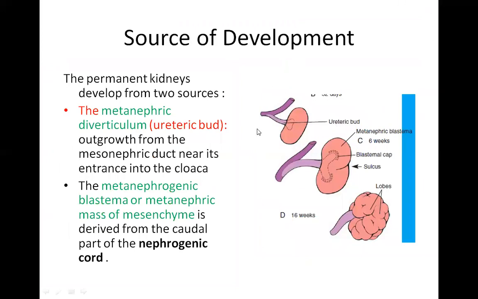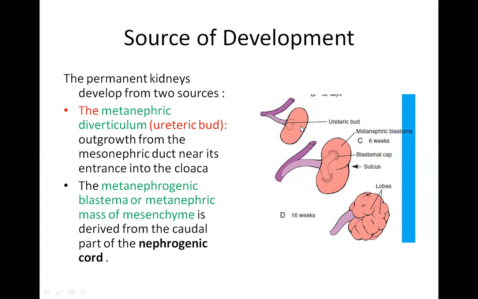Now the different sources of development of the permanent kidney. The permanent kidney develops from two sources. The first one is the metanephric diverticulum or the ureteric bud, which is an outgrowth from the mesonephric duct near its entrance into the cloaca. And another one is the metanephric blastema or the metanephric mass of mesenchyme, which is derived from the caudal part of the nephrogenic cord, which is derived from the intermediate mesoderm.